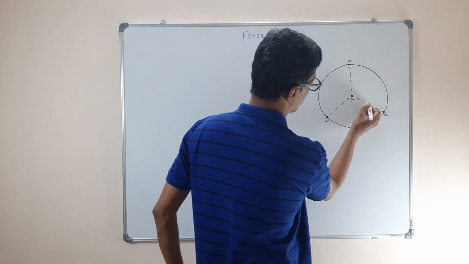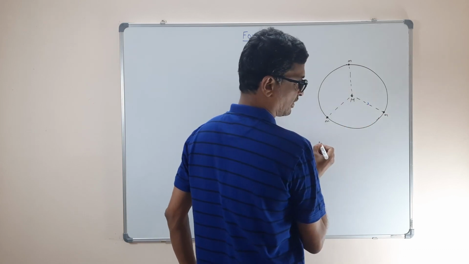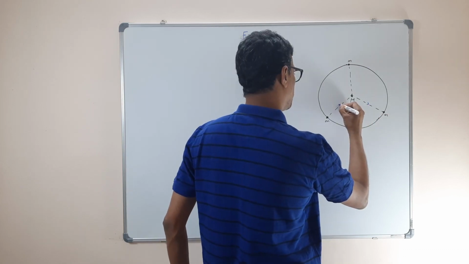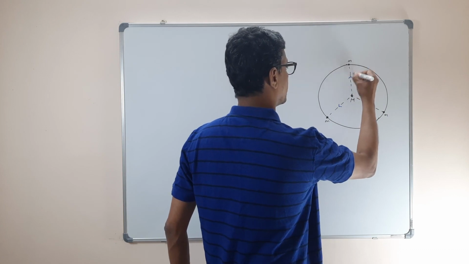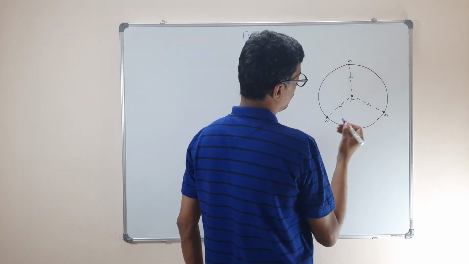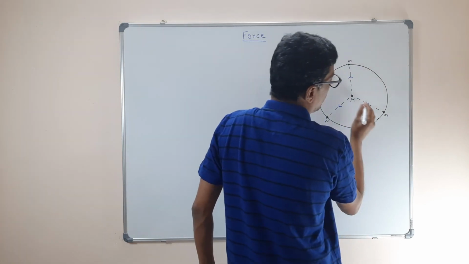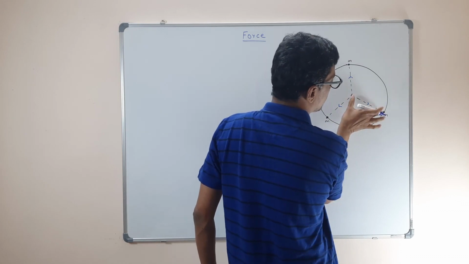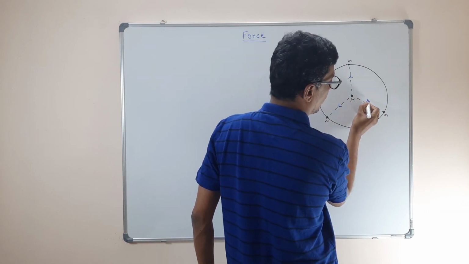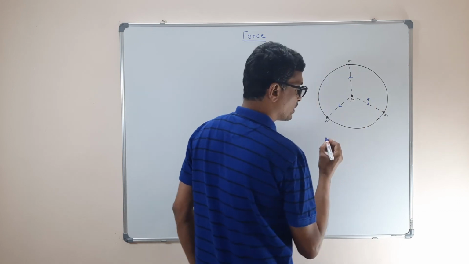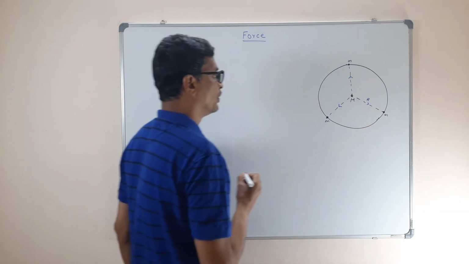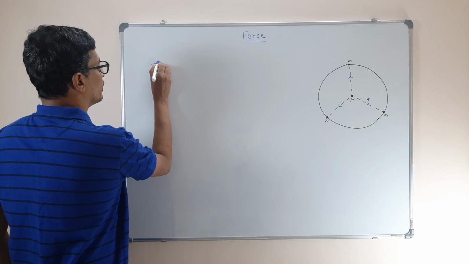So this is one direction of the force, and let this be another direction of the force. Let this be the other direction of force, right? The attractive forces. What will be the magnitude of the force? What will be this distance? Radius, right? Let us call it the radius. So what is the magnitude of the force?